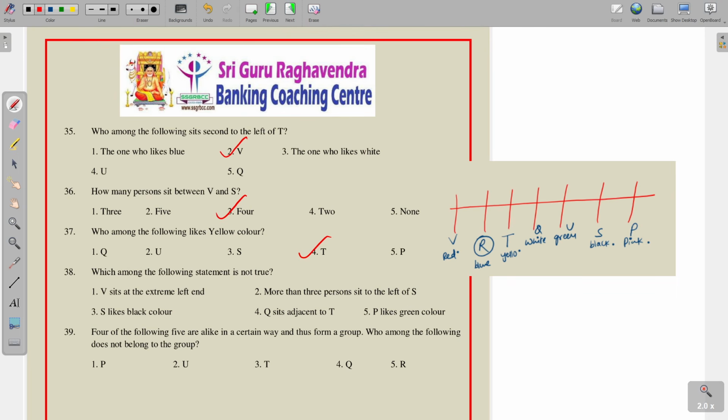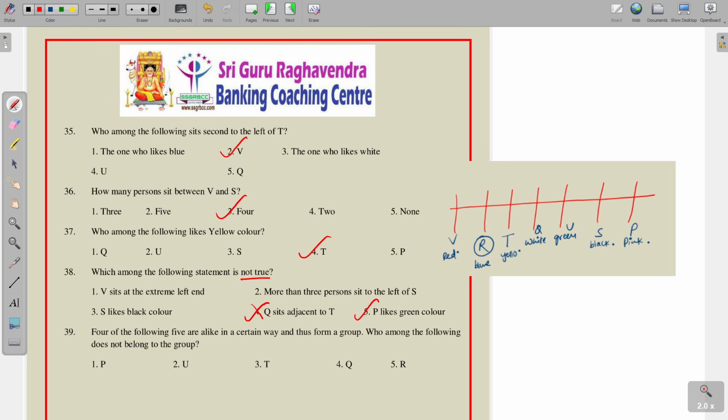Which among the following statements is not true? See, the first one: V is at the extreme left end, correct. And next, more than 3 persons sit to the left of S, it is also correct. S likes black color, correct. And Q is adjacent to T, yes, Q is adjacent to T, this one is also correct. P likes green color, actually P likes pink color, so the only not true statement is option 5.